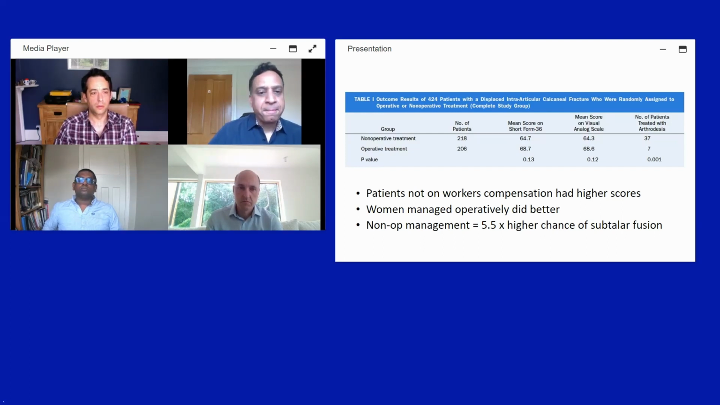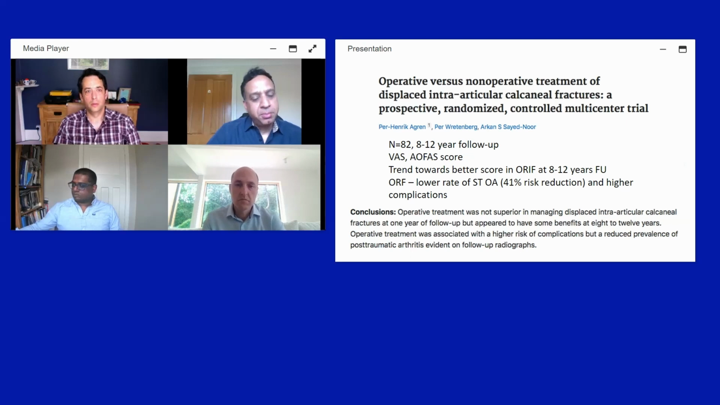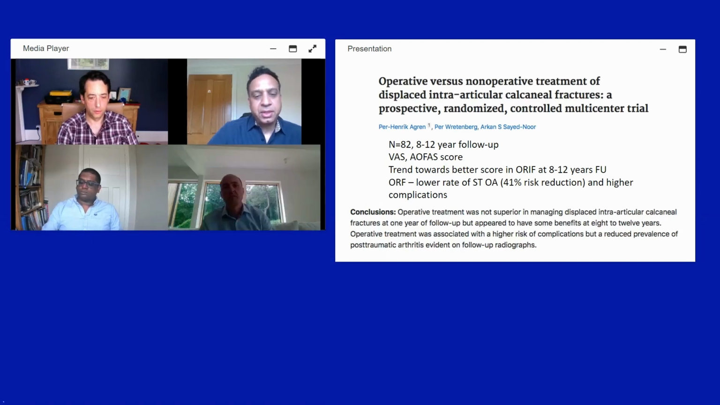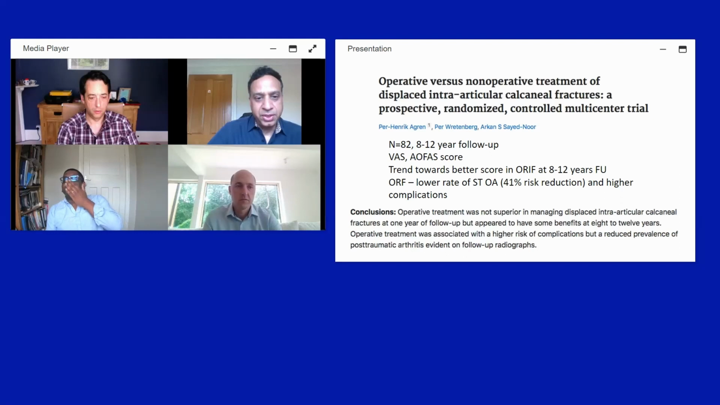Next one, please. And the next one after that was the Per-Henrik one, and that came out in 2014, if I remember correctly. And this trial again had non-operative versus operative management, and it had a longer follow-up, 8 to 12 years. And there was a bit of a trend towards better scores in ORIF in patients who were followed up to 8 to 12 years. And also with ORIF, there was a 41% risk reduction for subtalar fusion, but there was much higher complication in that group. Next one, please.